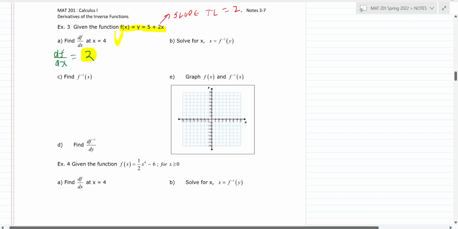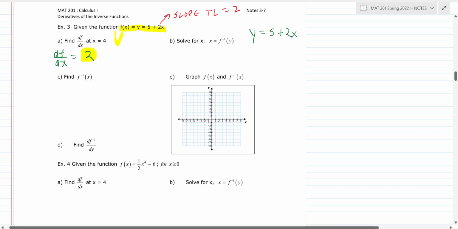Okay, so that's kind of the idea on that then. Now what I'm going to do next is solve this for x. We're not going to find the inverse yet. I'll do that in a little bit in part C. I'm just going to solve this for x. So let's go ahead and just take this and solve this for x.